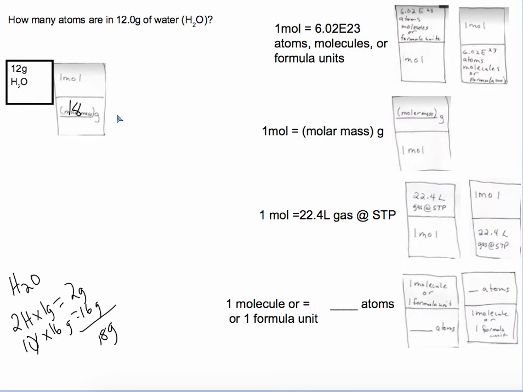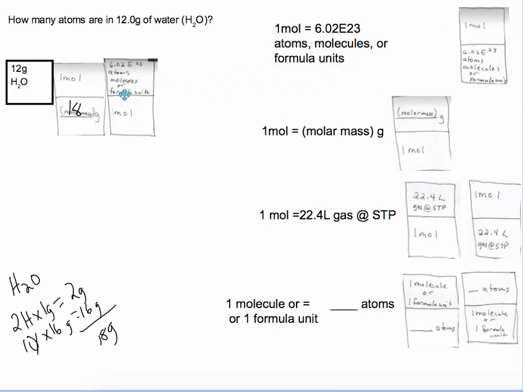We have moles up here, we have to have moles down here. All right, so we don't want to use this one because that's the one we just used. We don't want to use this one because we don't want to go to liters. We want to use this one because we want to go to atoms. Notice how I keep moles diagonal from moles.